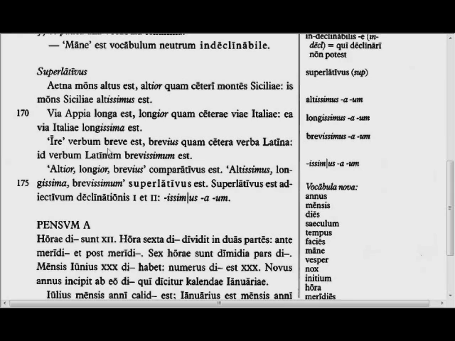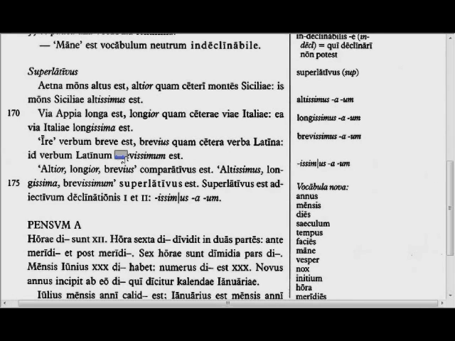Ire, to go, is a short word. Verbum breve est. It is shorter than other Latin words. That is Latin's shortest, brevissimum word. Okay, altior, longior, brevius are comparative. The others are superlative. I'll see you in the exercises.